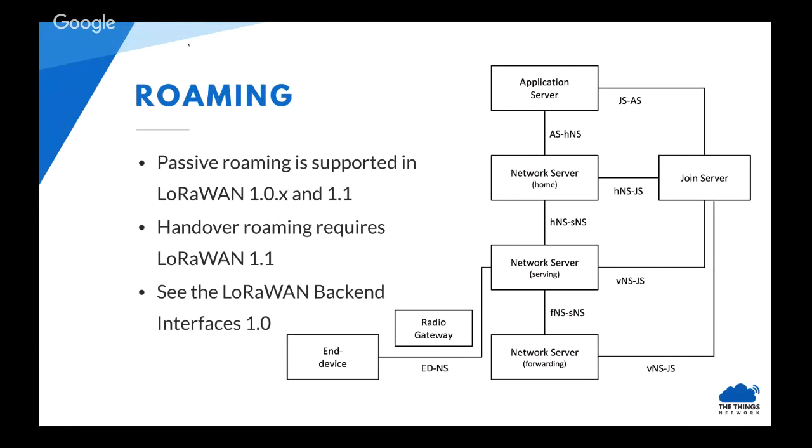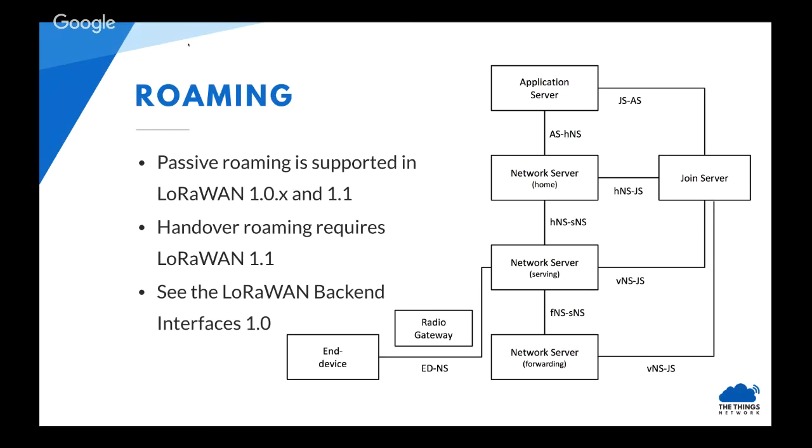We also have roaming, which is a very important topic in LoRaWAN 1.1. And here we see a more complex illustration of what we saw before, where we see the three different roles that a network server can have. So we have the end device, the gateway, and then the network server, but we have a home network server, a serving network server, and a forwarding network server. We have the application server and of course also the join server. And this is all to support roaming.